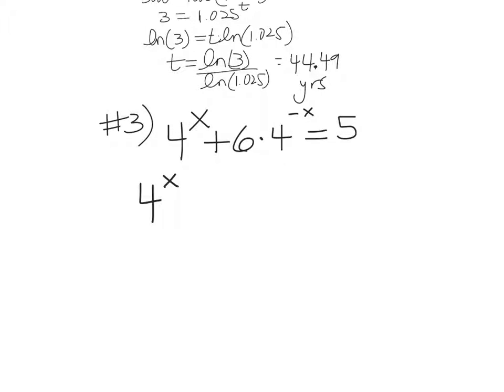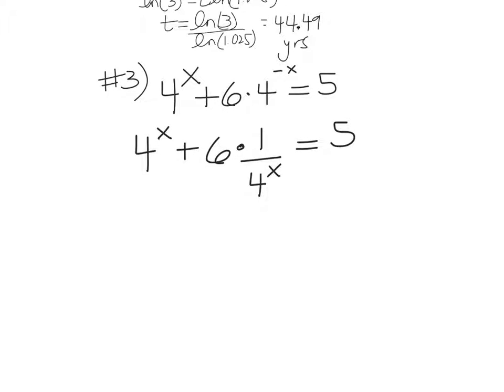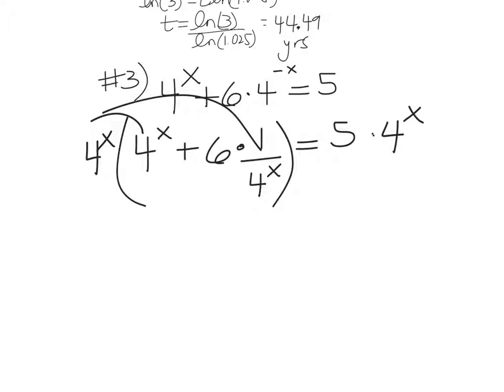You have 4 to the x plus 6, and let's change this. Instead of 4 to the negative x, it's actually 1 over 4 to the x. And you're like, well, that didn't help. Not yet. Okay, and of course we don't like fractions, so we're going to multiply this entire side by 4 to the x, and this entire side by 4 to the x. So when we do that, we distribute, and 4 to the x times 4 to the x is 4 to the 2x.